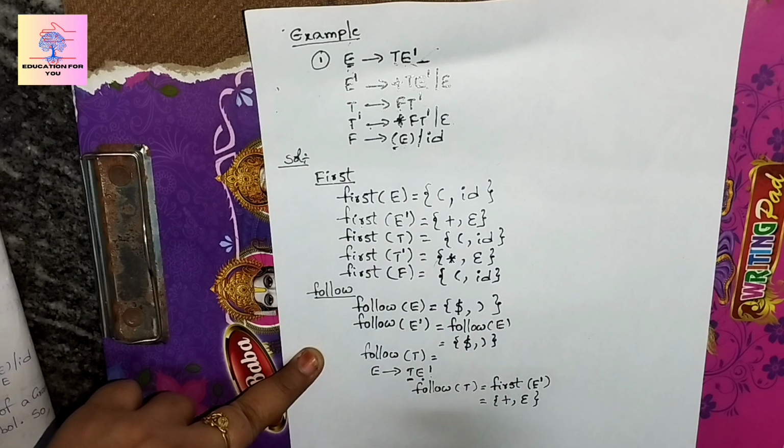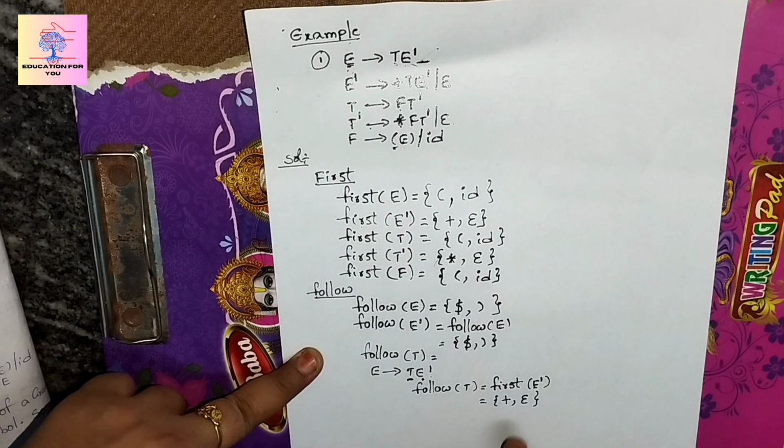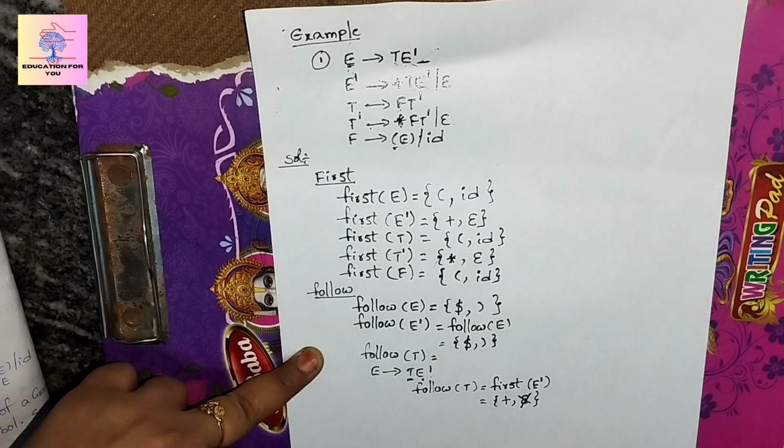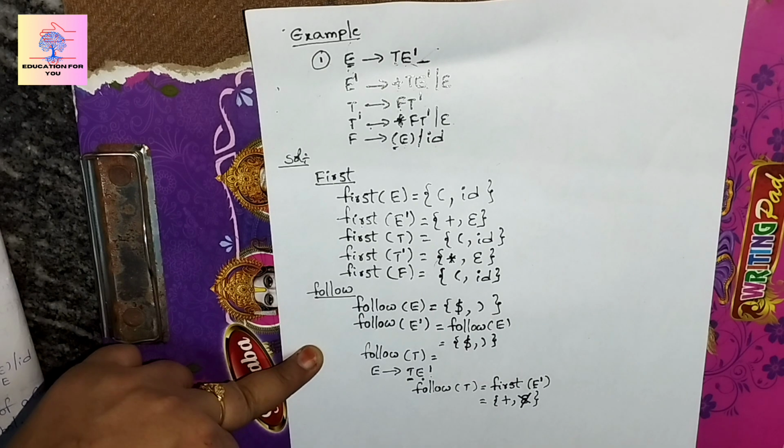Plus comma epsilon. But here observe carefully. Epsilon doesn't allow the follow. So at the place of epsilon, we have to substitute something. What do we have to substitute?